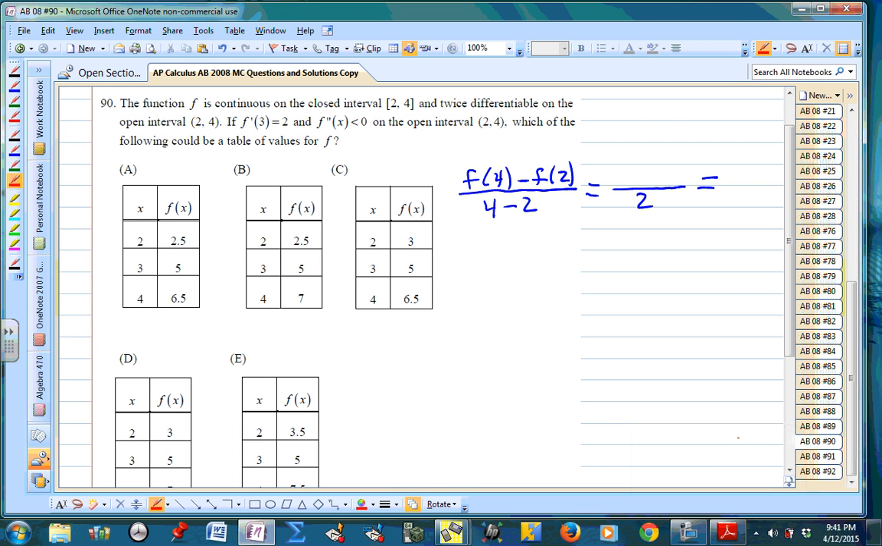In problem number 90, we're given data tables with information about a function f. We're told that f prime of 3 is 2. And we're told that f prime prime of x is negative on the interval from 2 to 4. So let's see which of these tables would match that description.